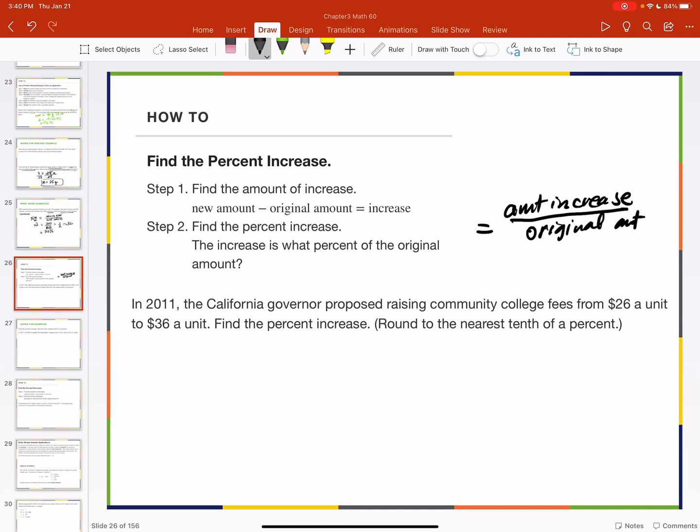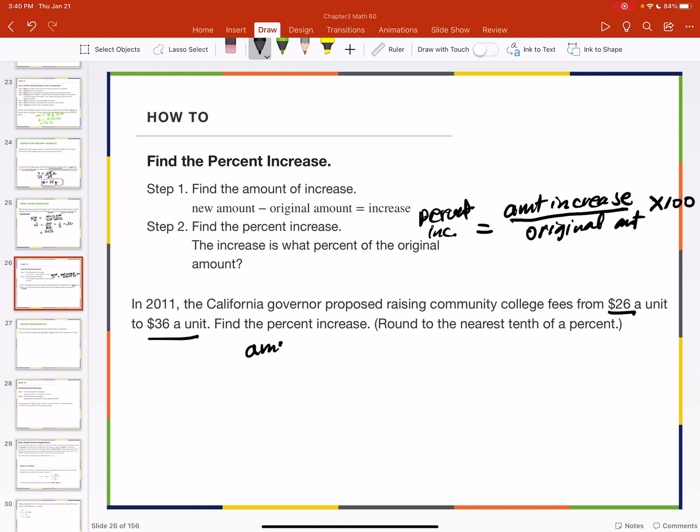And then if you want to change it from a decimal to a percent, you can multiply by 100. So this will give exactly the percent increase as a percent. Okay. All right. So then here we have the California governor proposed to raise community college fees from $26 to $36 a unit. Find the percent increase.